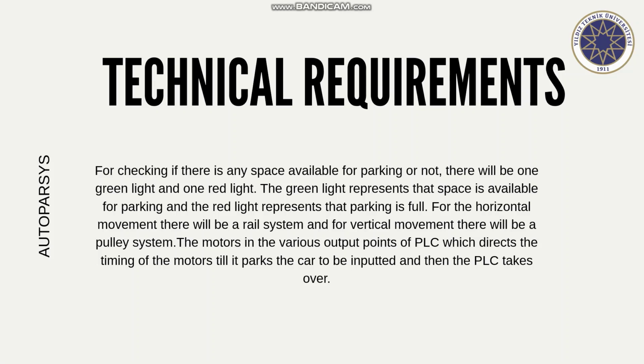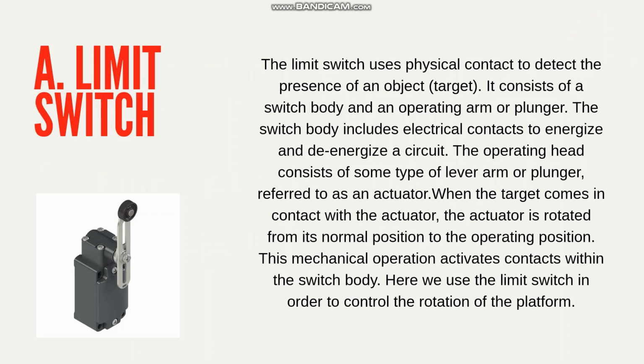Hello, I'm Beyza. I'm talking about technical requirements. In our project, for checking if there is any space available for parking or not, there will be a green light and red light. There will be a rail system for horizontal movement and a pulley system for vertical movement. The limit switch uses physical contact to detect the presence of an object. Here we use the limit switch in order to control the rotation of the platform.